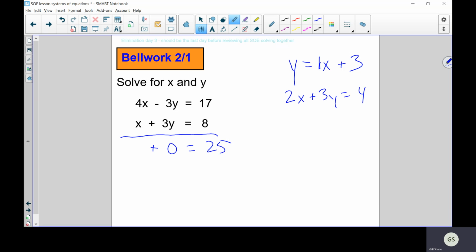Somebody asked this yesterday, was it a plus 0 or a subtract 0? Doesn't matter. Anything plus 0 is the same number. Anything subtract 0 is the same number. Doesn't matter what sign you use if you're putting 0 here.